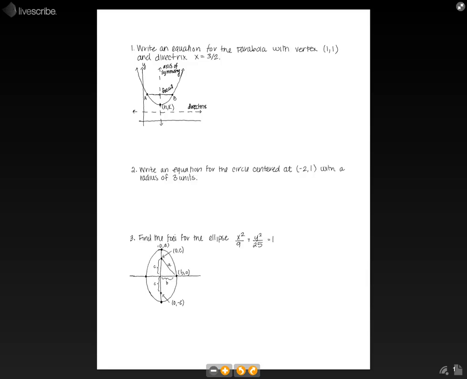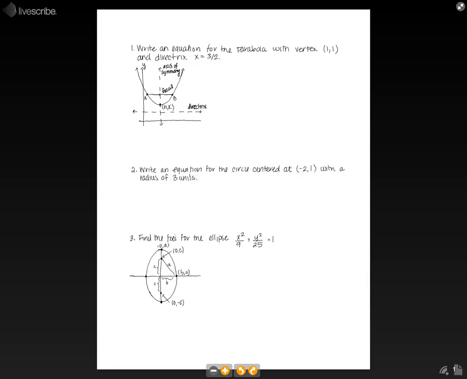In this pencast, we're going to be learning how to write the equations for conic sections. So part 1 says, write an equation for the parabola with vertex (1, 1) and directrix x equals 3/2. Alright, so we have a parabola drawn here, and the axis of symmetry, focus, and directrix are labeled.